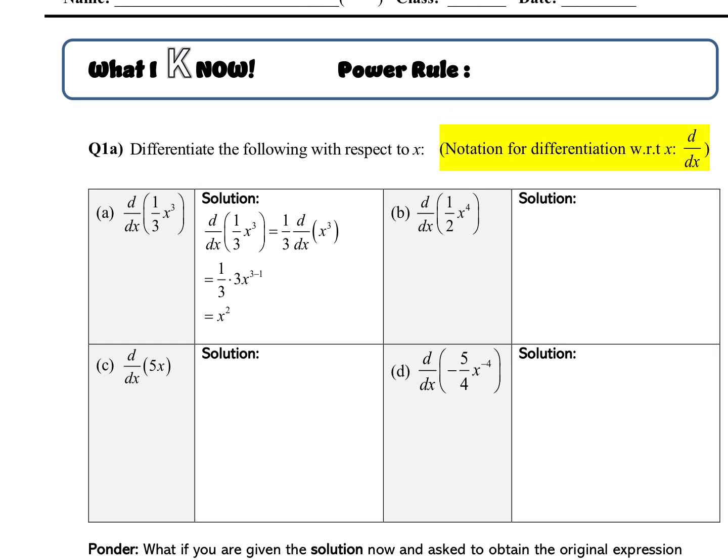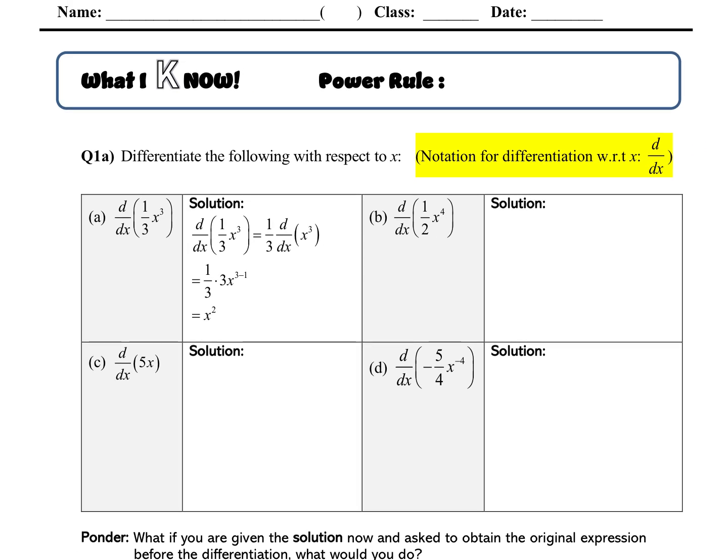So normally we differentiate this. We get 4 times half. Okay, so you end up getting 2x cubed. Okay? So we end up having this.